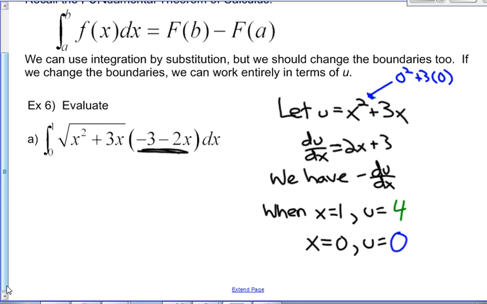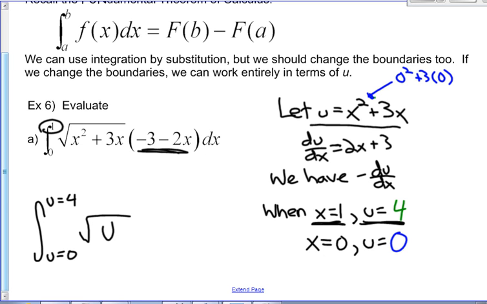Now let's rewrite the whole integral in terms of u. So the bottom boundary was x equals 0. Now it's going to be u equals 0. The top boundary was x equals 1. Now it's going to be u equals 4. Because when x equals 1, u is 4. Okay, let's keep setting up this integral. We have the square root of x squared plus 3x. Well, that is just u. We have the negative 3 minus 2x. That's negative du by dx. And we have a dx.